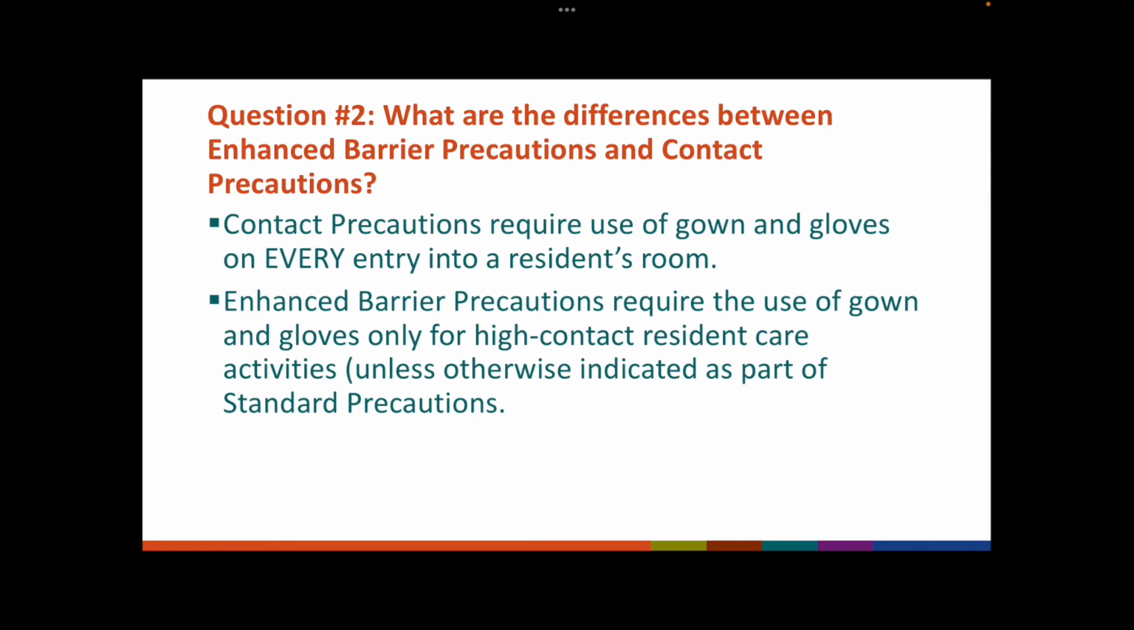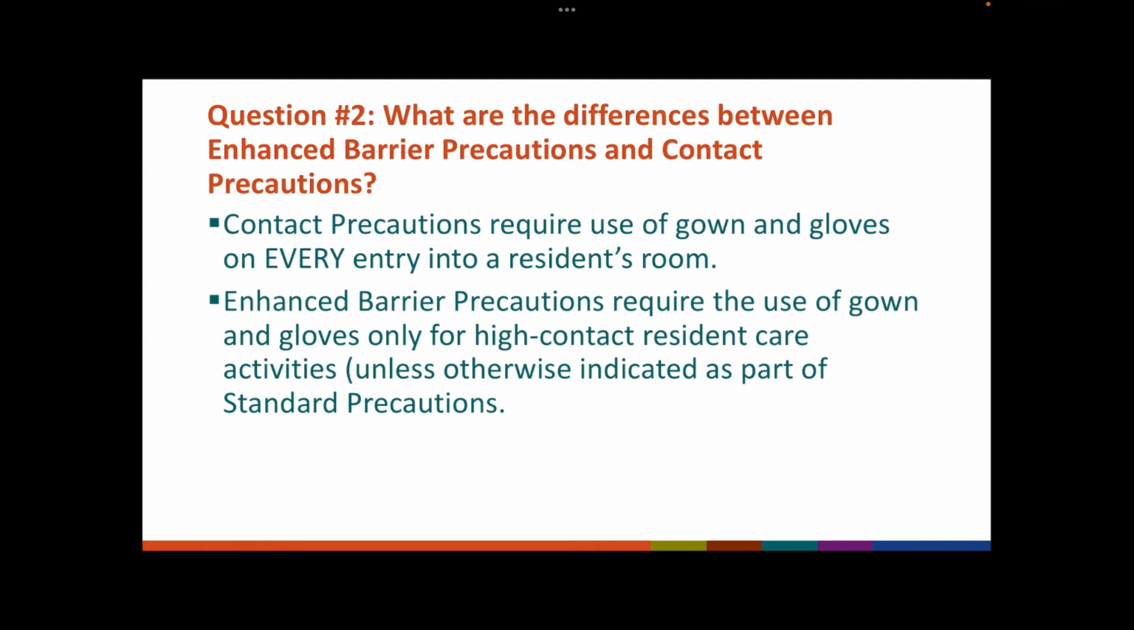What are the differences between enhanced barrier precautions and contact precautions? Contact precautions require the use of gown and gloves on every entry into the resident's room, regardless of the level of care being provided to the resident. The resident is given dedicated equipment, for example, stethoscopes and blood pressure cuffs, and is placed in a private room where possible. When private rooms are not available, some residents, for example, residents with the same pathogen, may be roomed together. This is called cohorting.